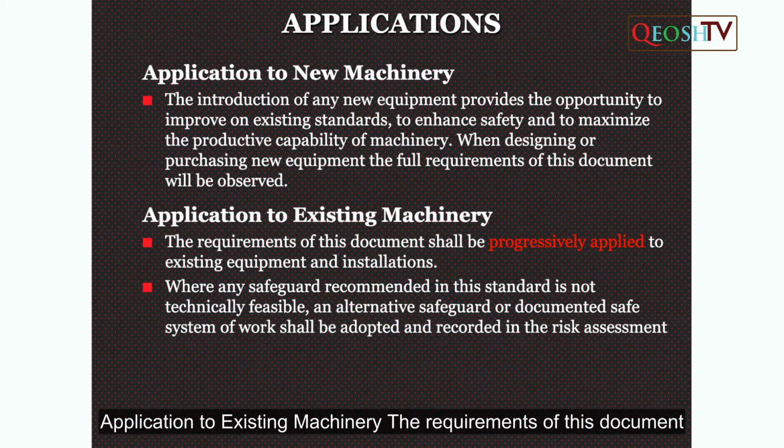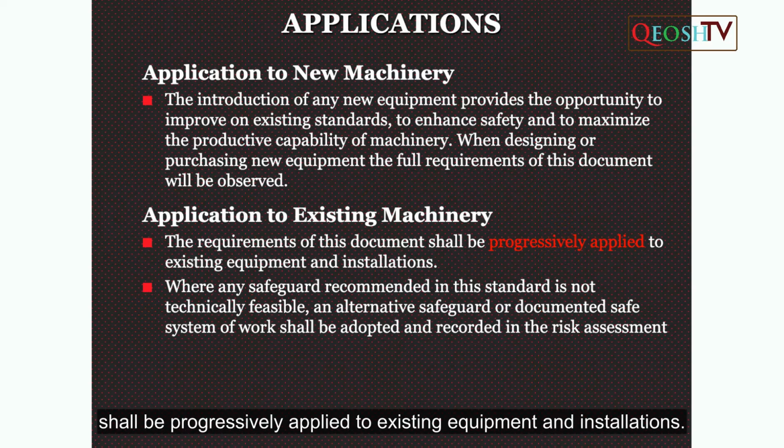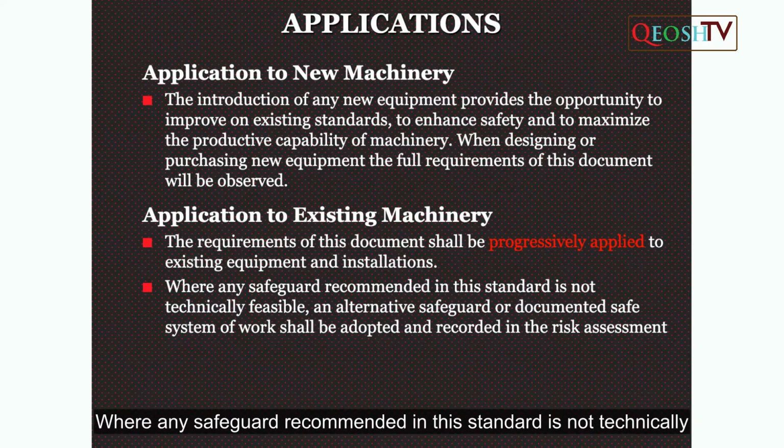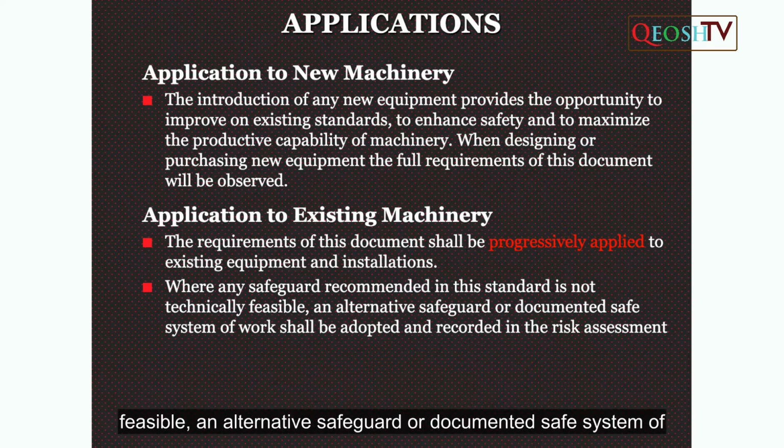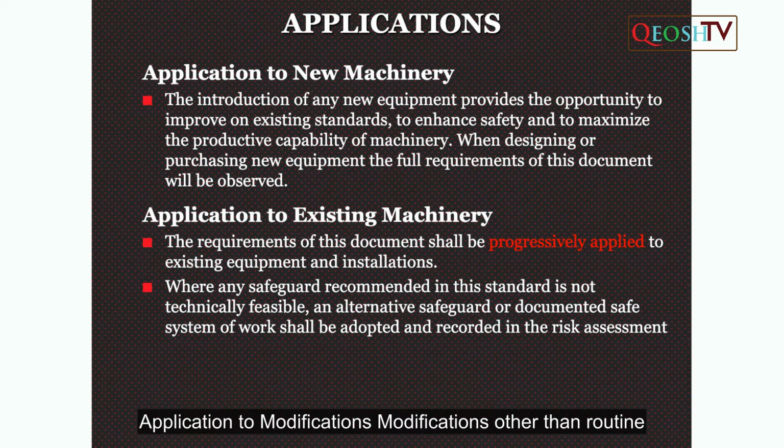Application to existing machinery. The requirements of this document shall be progressively applied to existing equipment and installations. Where any safeguard recommended in this standard is not technically feasible, an alternative safeguard or documented safe system of work shall be adopted and recorded in the risk assessment.